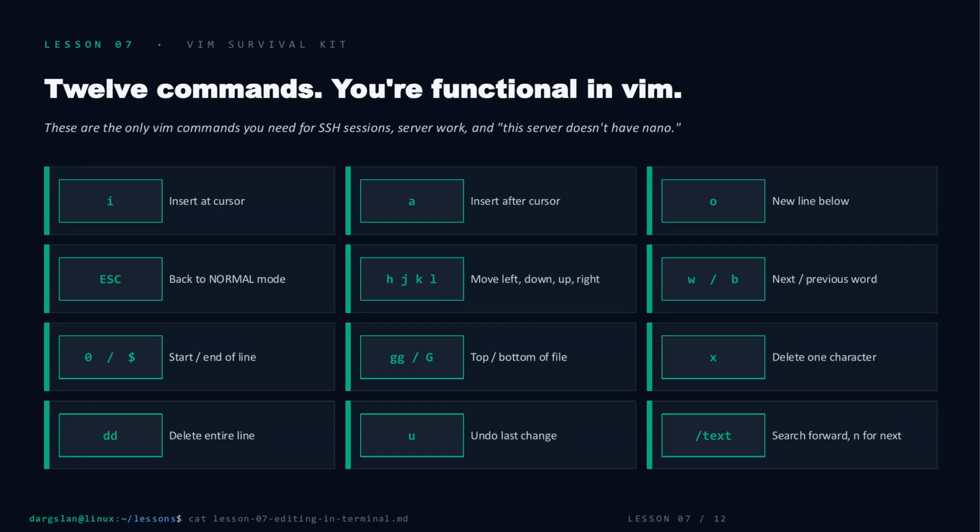Now that you can escape safely, let's make you actually productive. 12 commands. That's the whole survival kit. The top row gets you into insert mode. i at the cursor, a just after it, o opens a new line below. Escape takes you back, and hjkl moves you around without ever touching the arrow keys. Then 0 and $ jump to the start and end of a line, gg and capital G to the top and bottom of the file. Delete a character with x, a whole line with dd, undo with u, and search with /text. Learn these 12, and you can edit any file on any server you'll ever SSH into.